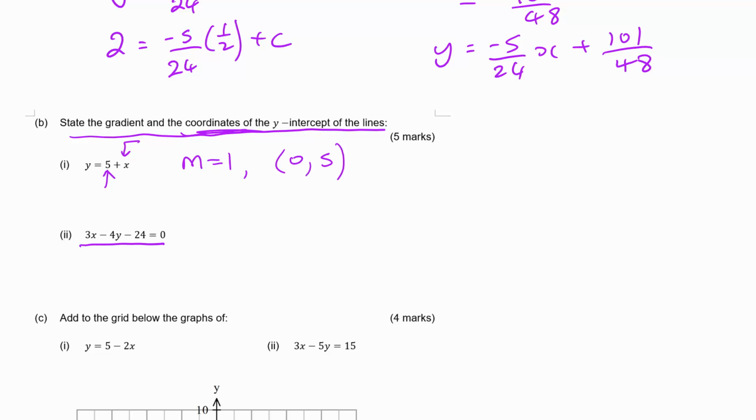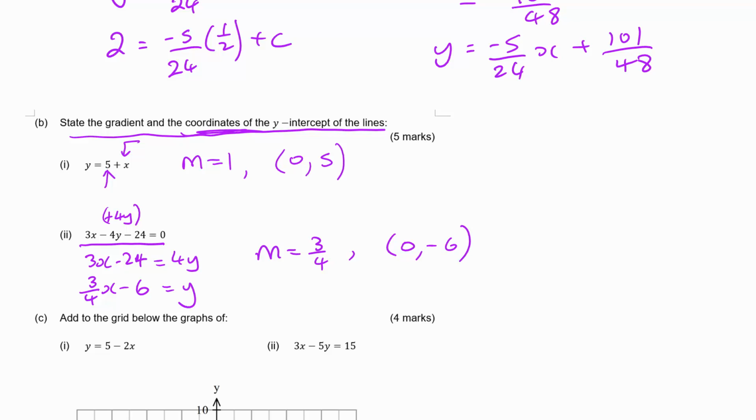We're going to have to rearrange this one into the form y equals mx plus c. Let's start by adding 4y to both sides. So we'll have 3x take away 24 is equal to 4y. And then if we divide all the way through by 4, I've got 3/4 x take away 6 is equal to y. So we can now read off that m is 3/4 and that the y-intercept will be at (0, -6).